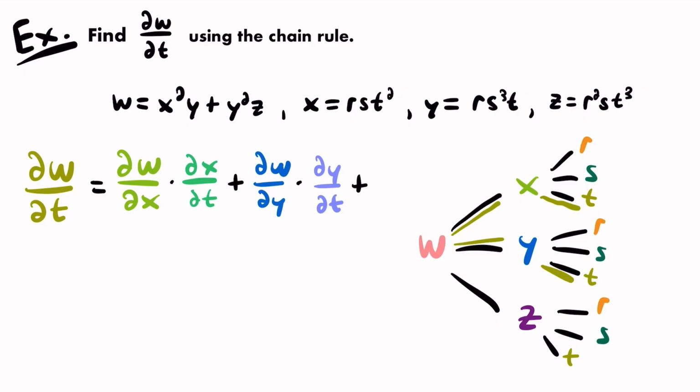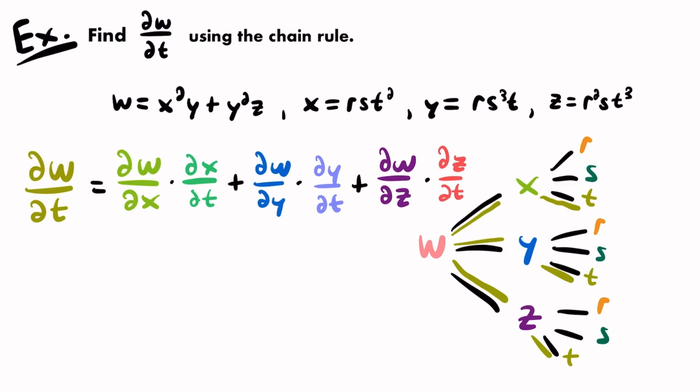And then finally, we have one more term based on z, because now we will take this path, we'll go from w to z, and then from z to t. So we'll take a partial of w with respect to z, and then a partial of z with respect to t. So we have a partial of w with respect to z multiplied by a partial of z with respect to t. Okay, and so now we're good. That is the formula for the partial of w with respect to t.